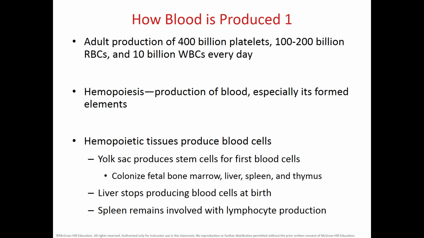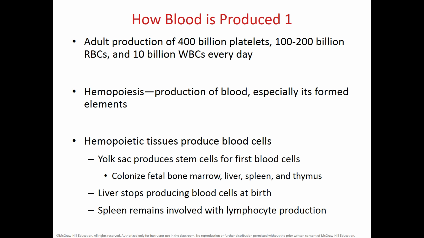Now let's talk about erythropoiesis or hematopoiesis, or how the blood is produced. So we have a production of 400 billion platelets, and within this big number we will control our bleeding if someone is bleeding. We also produce between 100 and 200 billion red blood cells and 10,000 billion white blood cells every day.